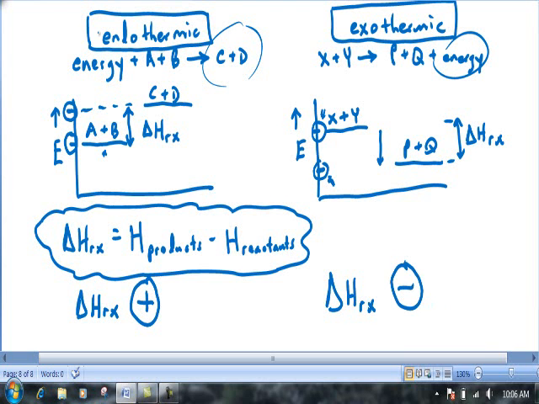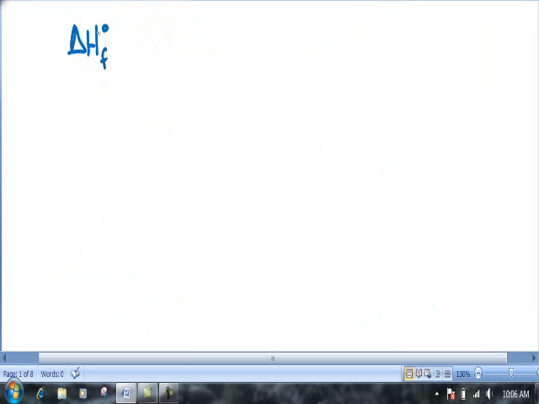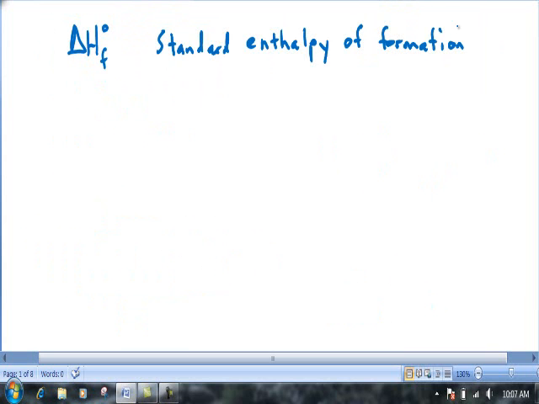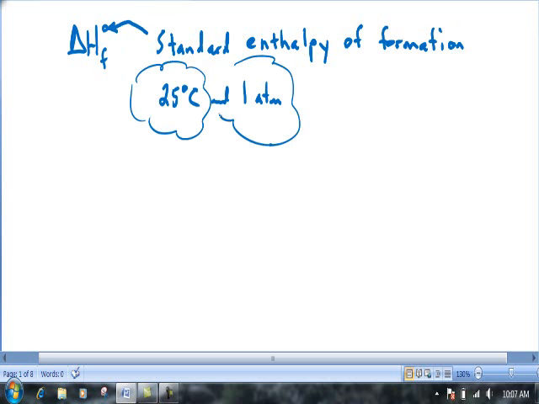Some things that we'll see as we work with enthalpies of a reaction are symbols and terminology such as this symbol where we have delta HF with a degree sign. What this represents is something known as a standard enthalpy of formation. The degree sign here indicates that we're under standard conditions, which for enthalpy, it's roughly room temperature of 25 degrees Celsius, and the pressure would be 1 atmosphere.